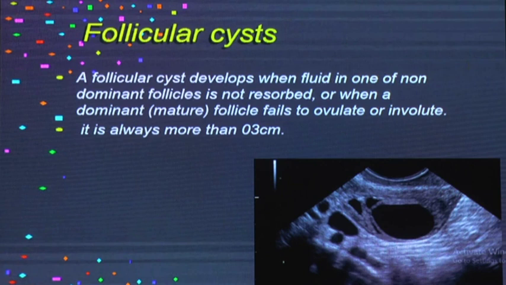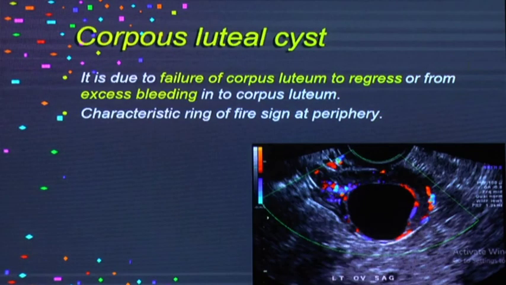Follicular cyst, a follicular cyst develops when fluid in one of the non-dominant follicles is not resolved, or if it is a dominant follicle that does not involute, then that forms a follicular cyst. And it is always more than 3 centimeters. Whenever you see a cystic area in the ovary and that is less than 3 centimeters, that is a follicle within the ovary, that is not a cyst. We say cyst whenever it is more than 3 centimeters in size.